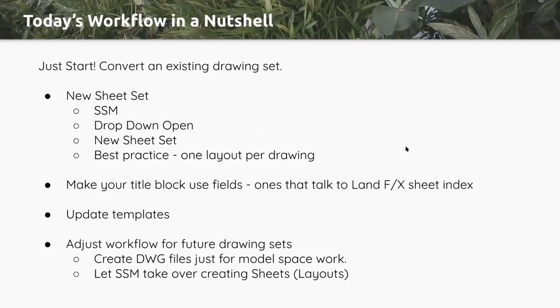Okay, so today we're really going through a lot of basics. So I don't want you to come in here thinking we're doing too many advanced sheet set things, mostly focusing on starting with a sheet set, creating a new sheet set from scratch for somebody who hasn't done it before, making your title blocks link to it in a particular way that talks to Land F/X and its sheet index. How to then update your drawing templates with that title block, and then adjust your workflow for your future drawings to continue using this, as well as touching on a few more things in the sheet index with Land F/X. Some tools that aren't in the Sheet Set Manager.